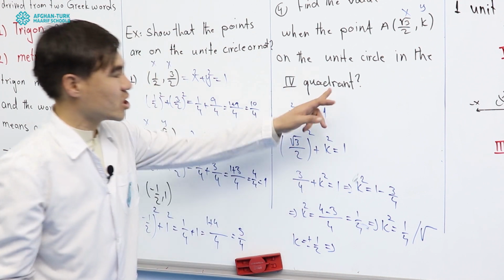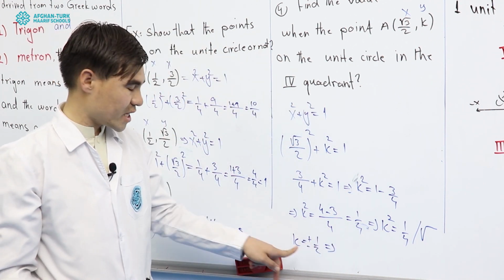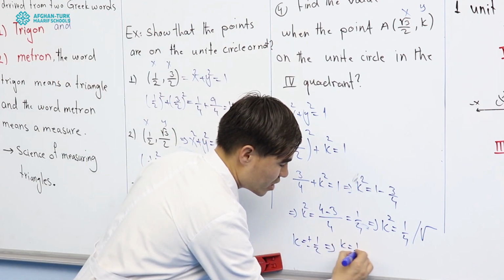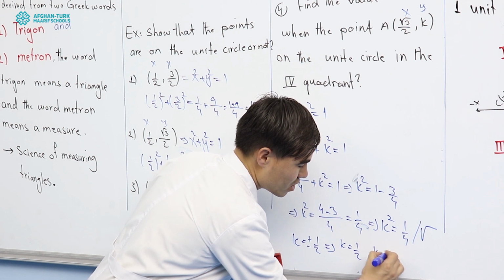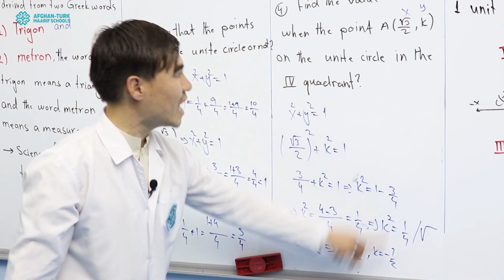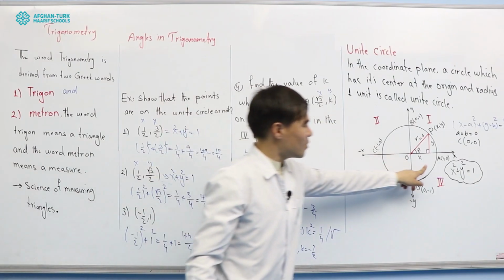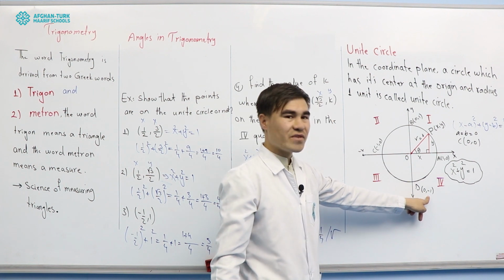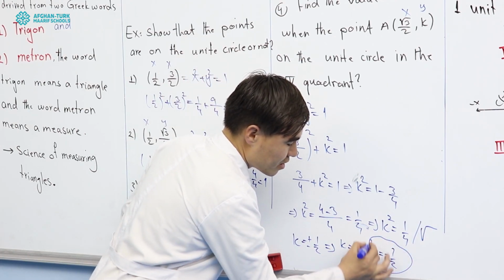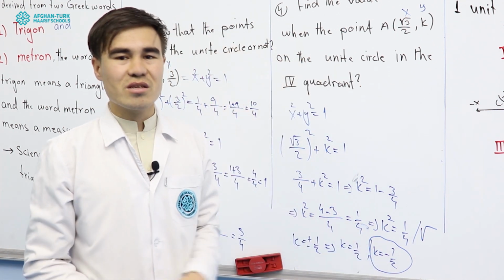According to the question, the true value of k: k is equal to 1 over 2 and k is equal to negative 1 over 2. In the fourth quadrant, k is the y component. The y component is negative in the fourth quadrant. At that time, k equal to negative 1 over 2 is true according to the question.